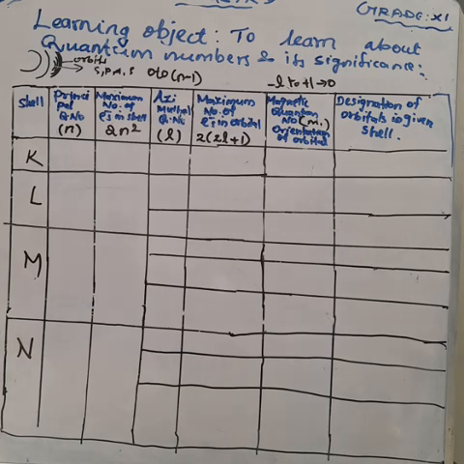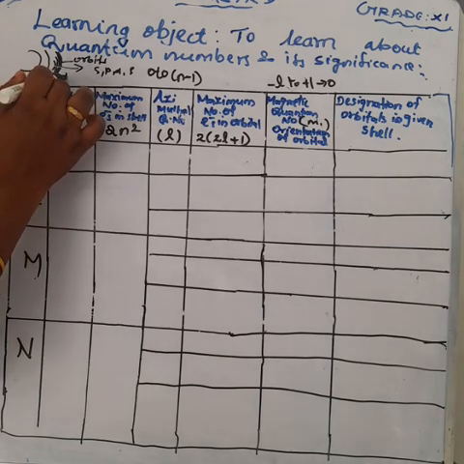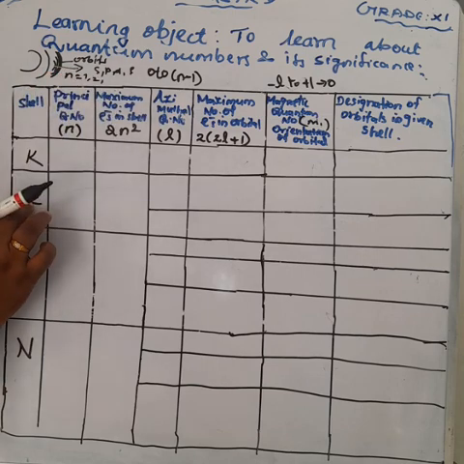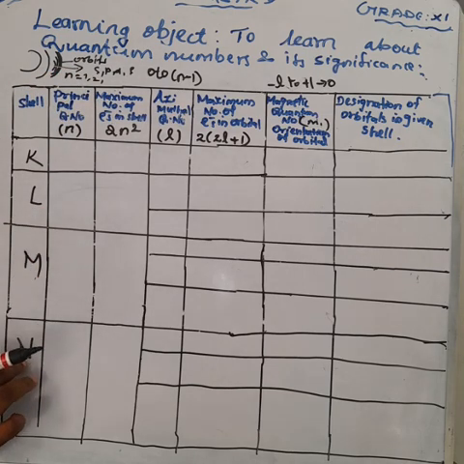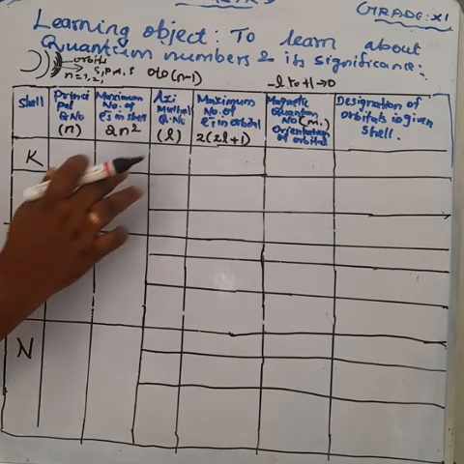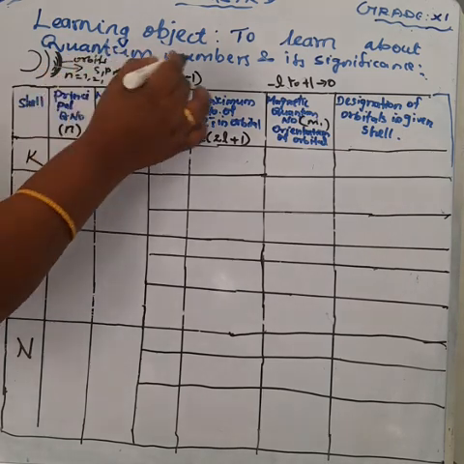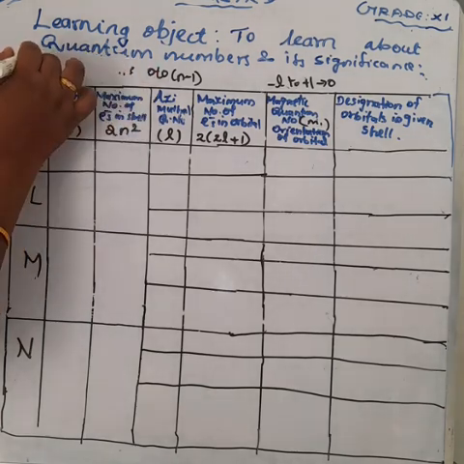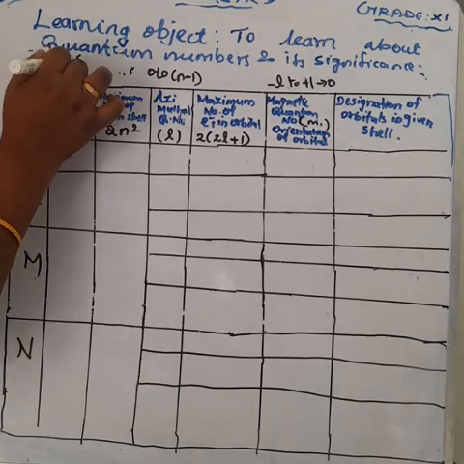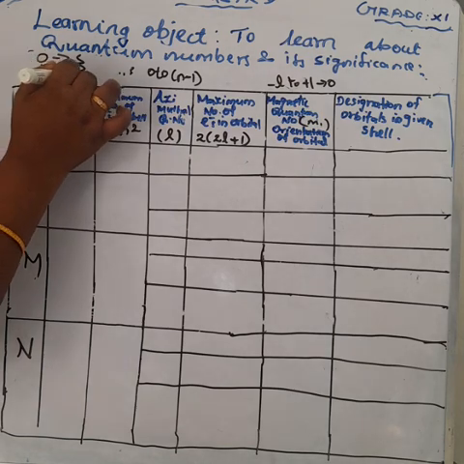Each subshell has an l value. The principal quantum number n value is denoted for the shells: n value 1 for K, 2 for L, 3 for M, 4 for N. Already we studied that the azimuthal quantum number small l indicates the subshell. When l is equal to 0, it means S subshell; l is equal to 1 means P subshell; l is equal to 2 means D subshell; and l is equal to 3 means F subshell.